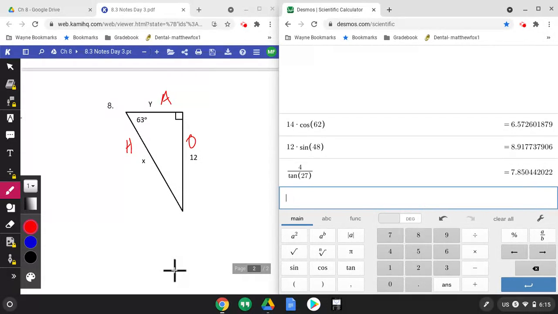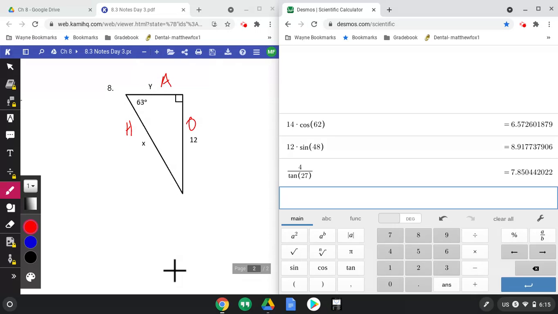So that's o over h. So sine, I'll put this down here. So sine of 63 degrees all over 1, that's going to equal o over h, so 12 over x. Once again, we cross multiply. We'll get 12 equals the sine of 63 times x. And once again, we have to divide.